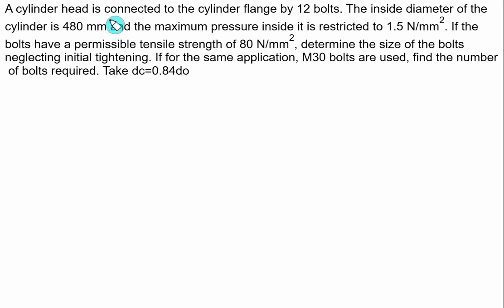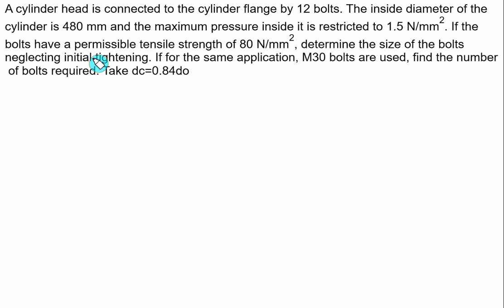A cylinder head is connected to the cylinder flange by means of 12 bolts. The inside diameter of the cylinder is 480 mm and the maximum pressure inside it is restricted to 1.5 Newton per mm square. So the diameter of the cylinder is known, the pressure is known, so we can calculate here the external force exerted on the cylinder flange, which is resisted by 12 bolts.